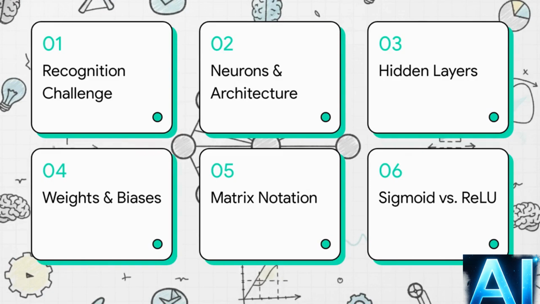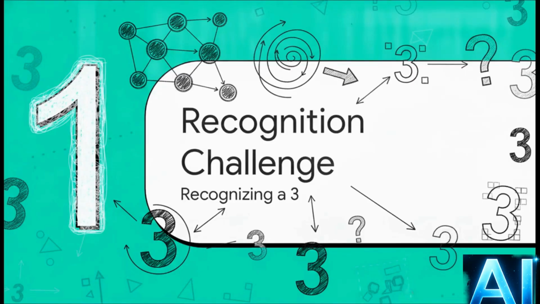Okay, let's dive into this. Here's our roadmap for today. We'll be hitting 1. The recognition challenge, 2. Neurons and architecture, 3. Hidden layers, 4. Weights and biases, 5. Simplifying with matrix notation, and 6. Sigmoid versus ReLU. Starting off with section 1, the recognition challenge.